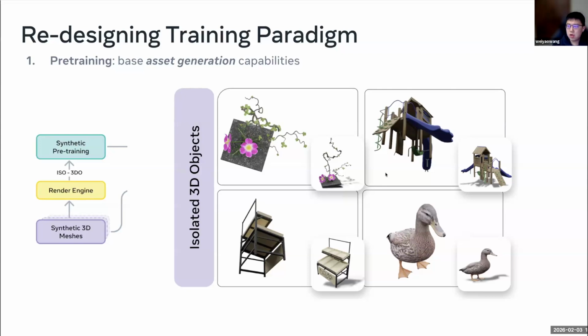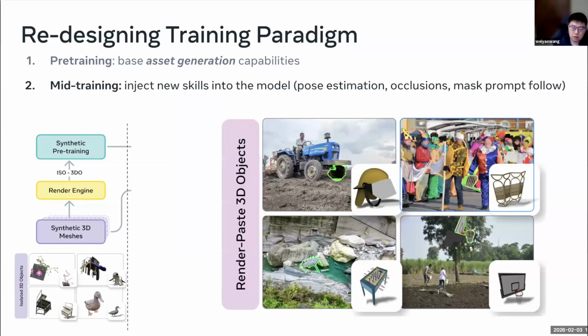But a model trained only on this data cannot really handle natural images. We can't emphasize it enough. It doesn't understand complex lighting. It doesn't understand how to handle occlusion. And it doesn't know where to place the object. You will just have the standalone assets. You won't have the full 3D scene. So to unlock those missing capabilities, we introduce two more stages beyond what most 3D pipelines do today: a mid-training stage and a post-training stage.